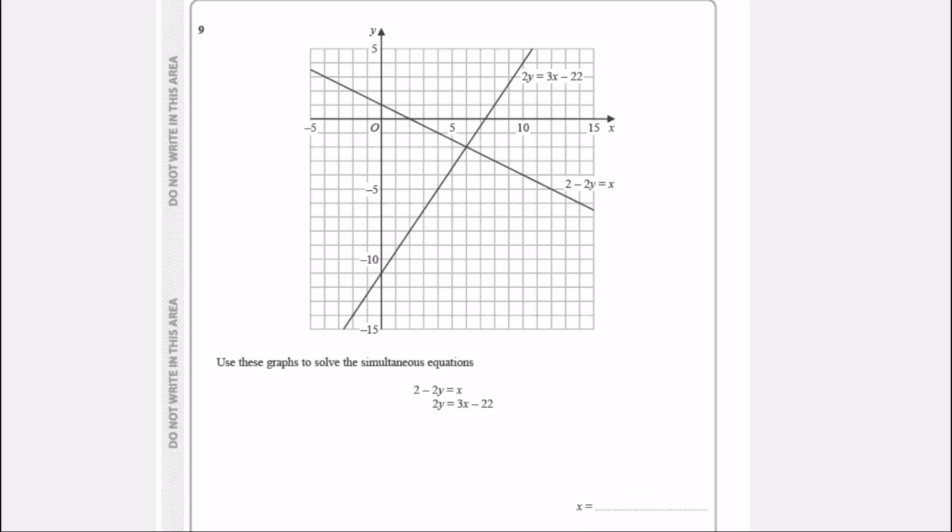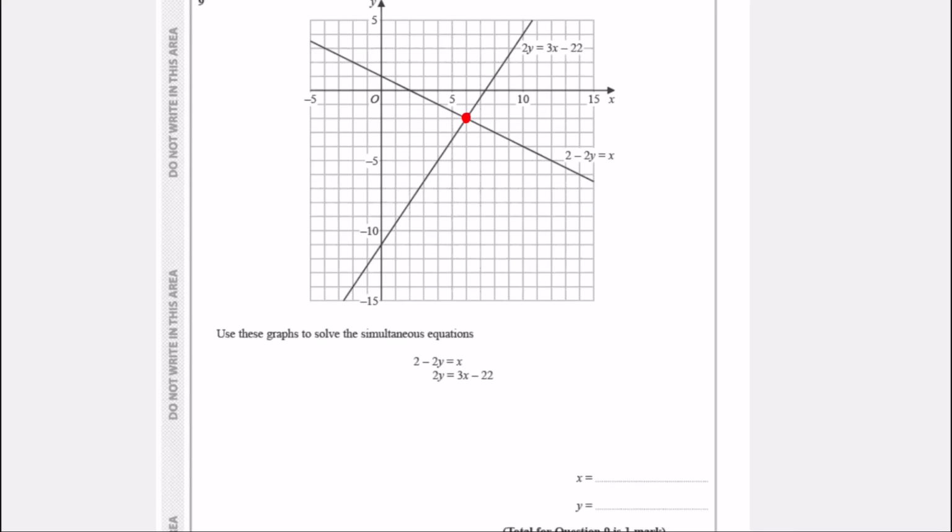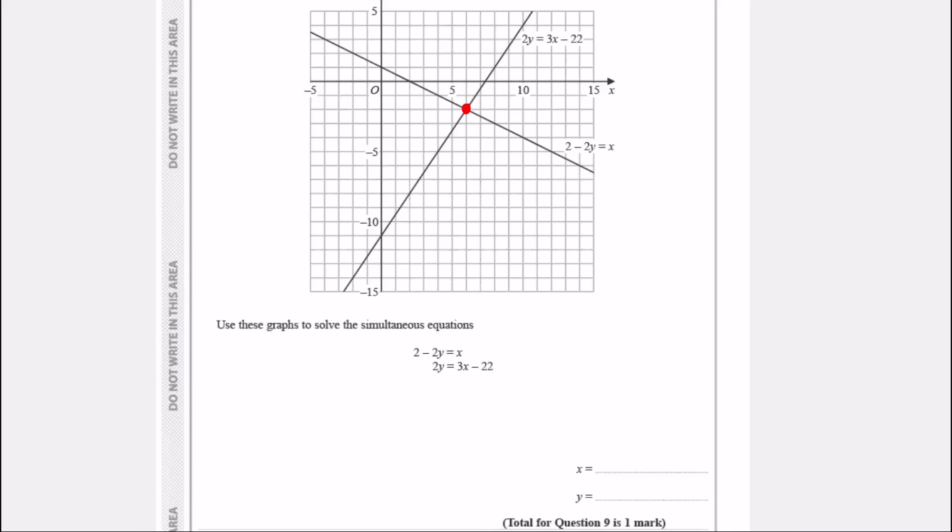Question 9. Use these graphs to solve the simultaneous equations. So we've got 2 simultaneous equations. They're drawn for us on the graphs. When we have simultaneous equations on a graph, the answer is the point of intersection. So at this point here, the x and the y are equal for both of the lines. So that's the answer to the simultaneous equations, the point of intersection. With 2 simultaneous equations, the solution is always where the 2 lines meet. So it's at 6, -2. X is 6, y is -2.